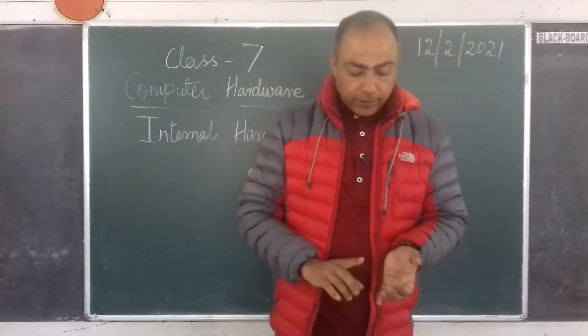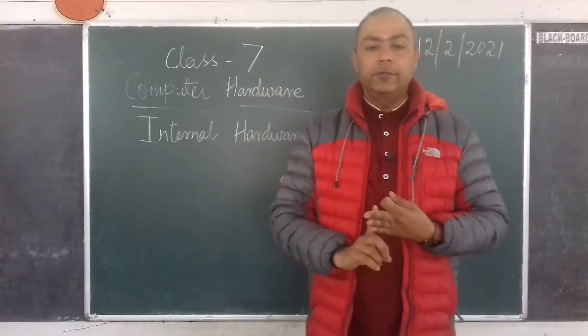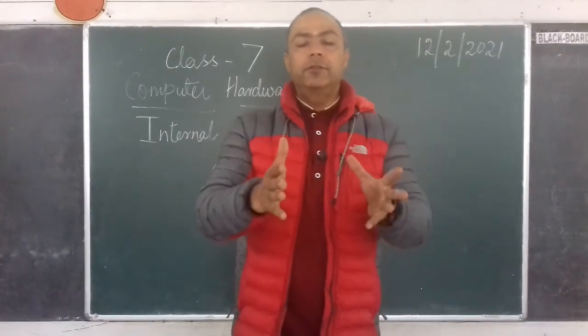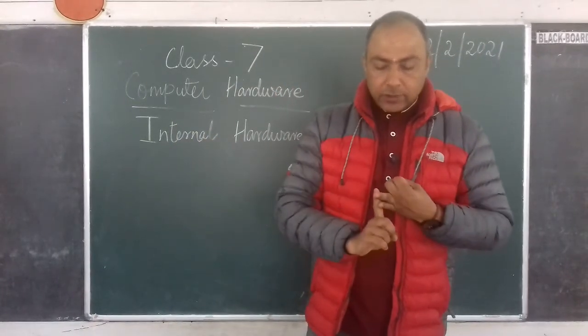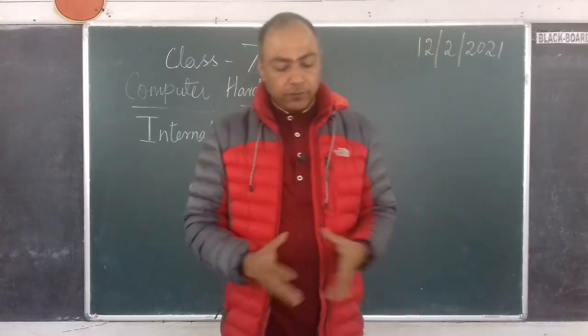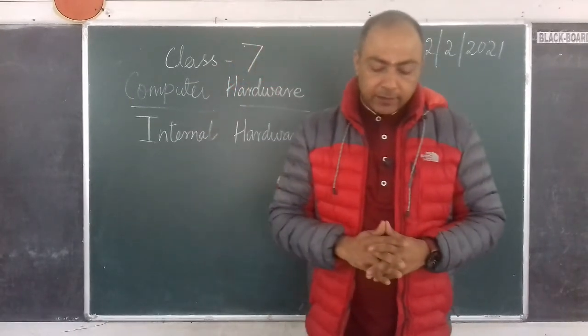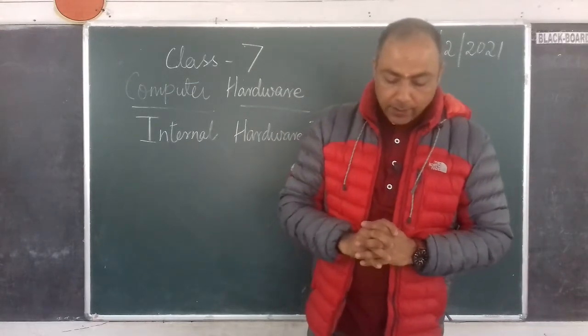It consists of three parts: control unit, arithmetic and logic unit, and memory unit. So the CPU is divided into three: the control unit, the arithmetic and logic unit, and the memory unit. The control unit controls the flow of data from the input devices within the processor.